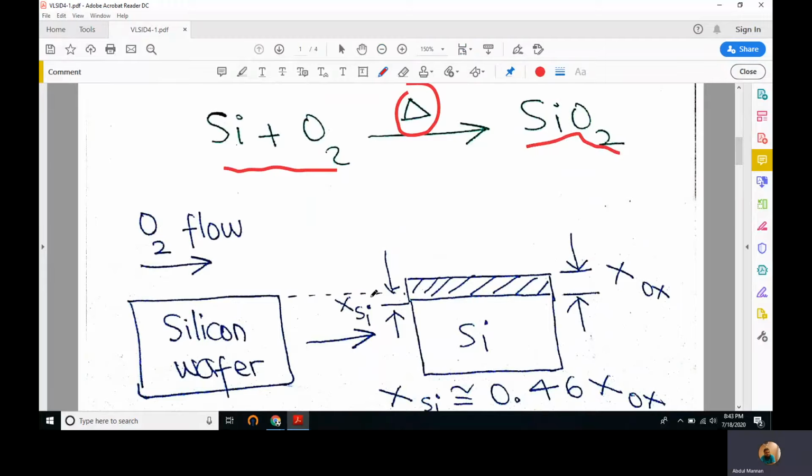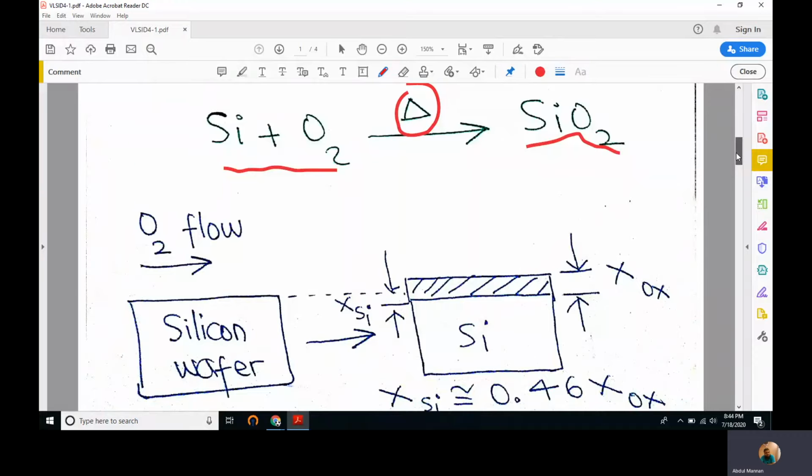So a very small layer of silicon is used, and the remaining is oxide, to make it a silicon dioxide layer. This very small thickness of original silicon becomes part of this silicon dioxide layer. The thickness of silicon that is converted into silicon dioxide is almost 46% of the silicon dioxide layer that we finally achieve after this chemical reaction.